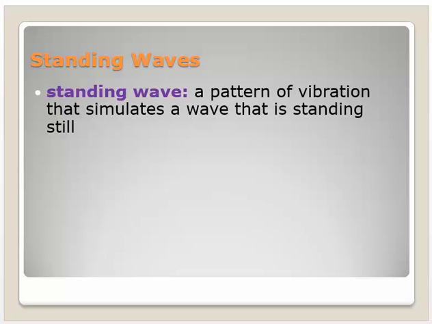Okay, an example, standing waves. An example of standing waves is a pattern of vibration that simulates a wave that is standing still. It looks like when you're jumping rope, all right, you have a standing wave. You have an amplitude on top and amplitude on bottom. That's an example of a standing wave.